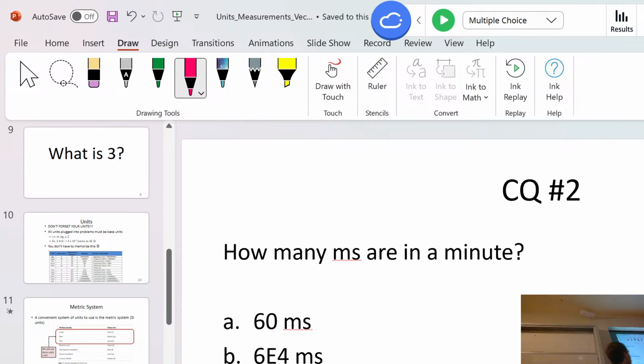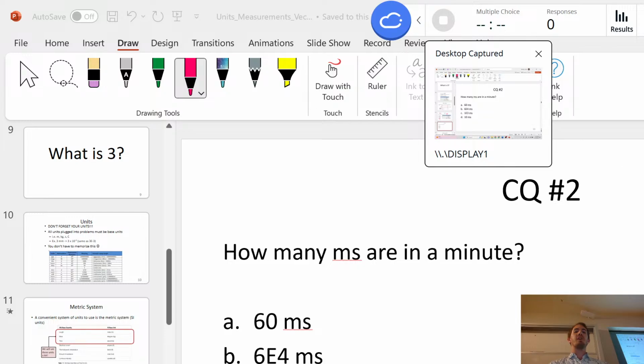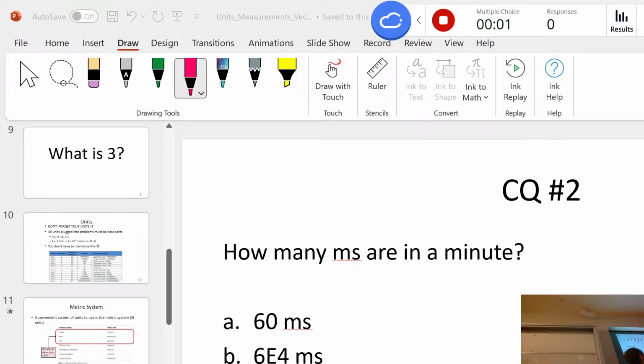All right, next one, how many milliseconds are in a minute? I will tell you all that minutes don't follow the nice metric rules, but everyone in the world uses them, so at least we're all in it together. How many milliseconds are in a minute?